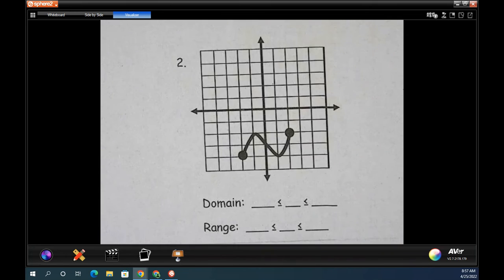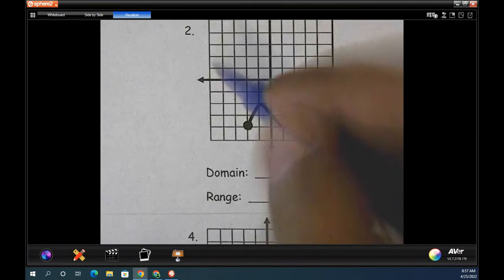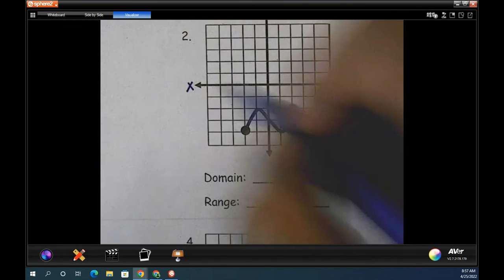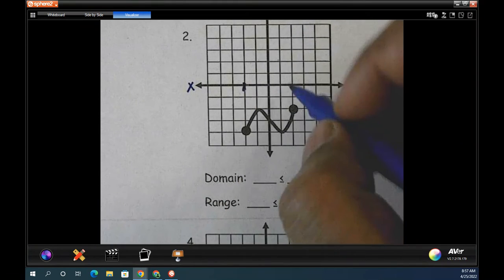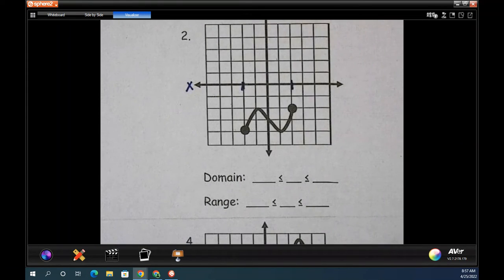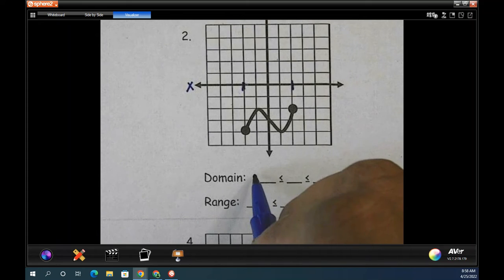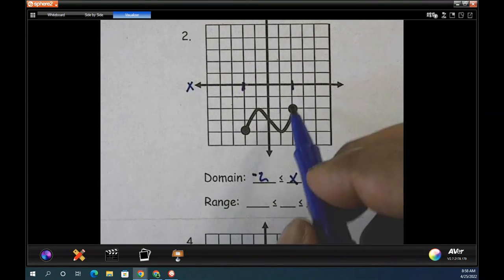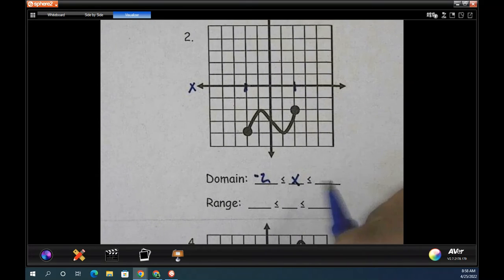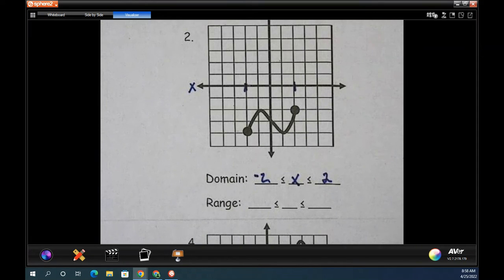Domain and range. I can move it up a little bit. Here we go. Looking at the x-axis. Closed circle, so that means it's equal to, goes between here and here. It's between those two numbers on the x-axis. So start with the leftmost on the domain. Negative 2, we know it's x is less than or equal to 2. It's between those two numbers.